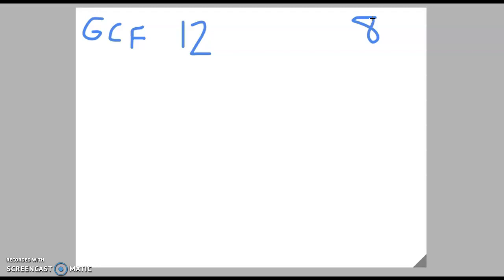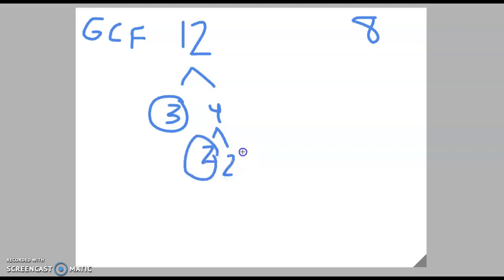We are going to use a factor tree for each number. 12 factors into 3 times 4. We are done with the 3 because it is prime. 4 factors into 2 times 2, and then you can't go any farther with 2, so we'll circle those also. So 12 is equal to 2 times 2 times 3.